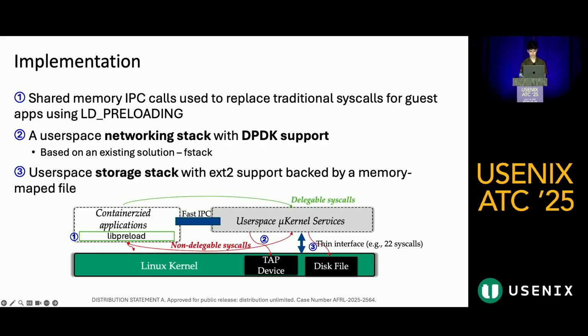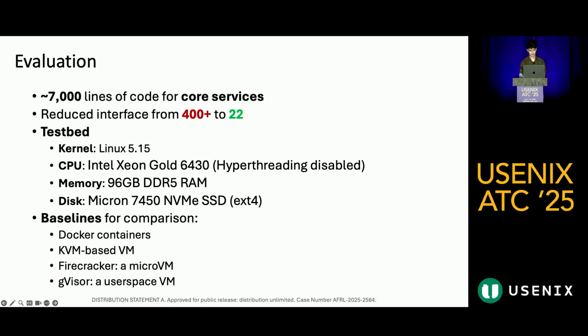Together, these components allow LITESHIELD to serve most system calls in user space, reducing the user-to-host system call interface to just 22 calls, on par with hypervisor-based isolation, but without the heavyweight VM stack. LITESHIELD's core services, not including fstack or the user space file system service, take up approximately 7,000 lines of code.